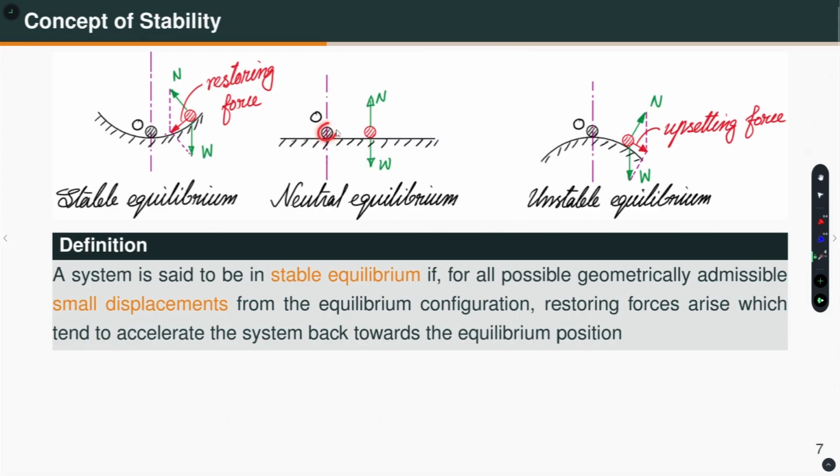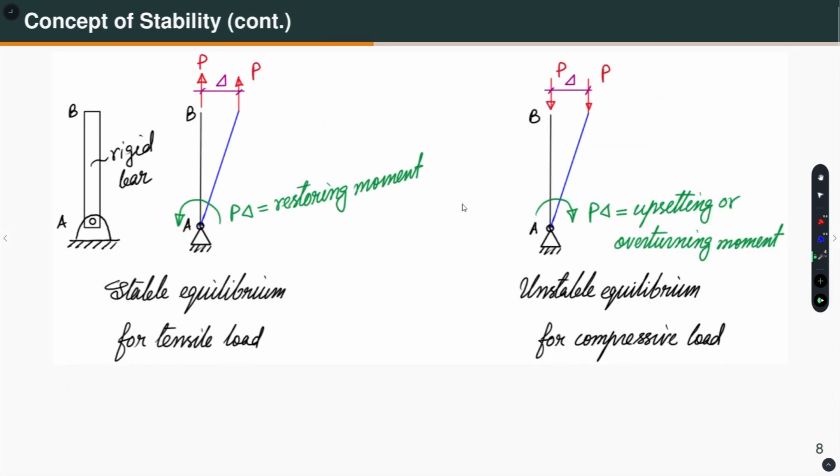what happens here? At this position, you move it a little bit away, then the weight is acting downward, the normal reaction is upward and it is in equilibrium. So, there is no change. So, we call it a neutral equilibrium. Okay. Just to give you an example of this, consider a rigid bar.